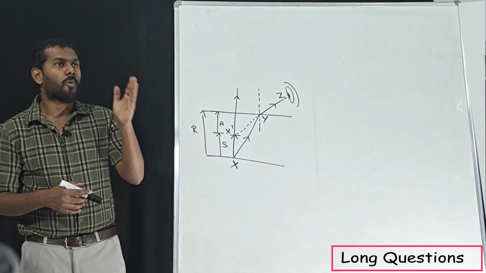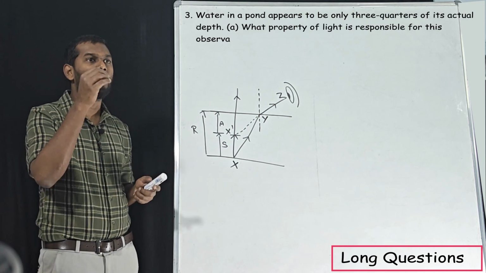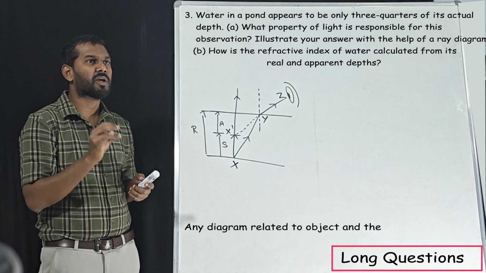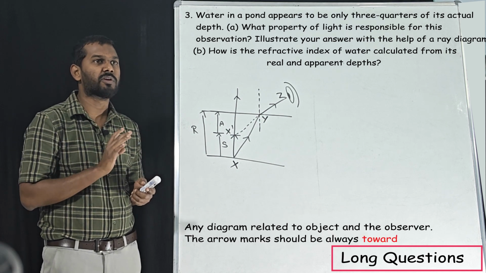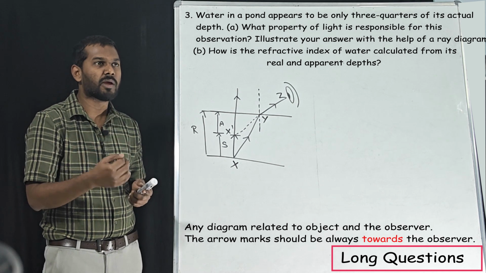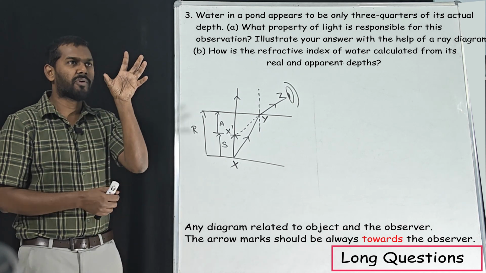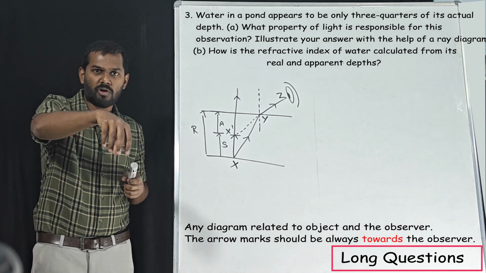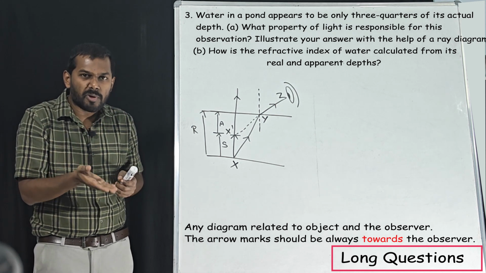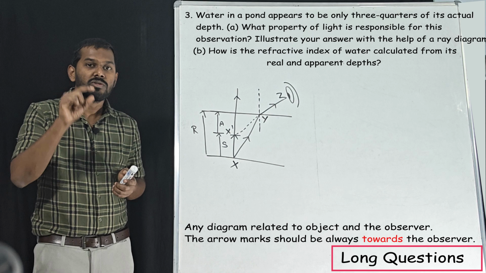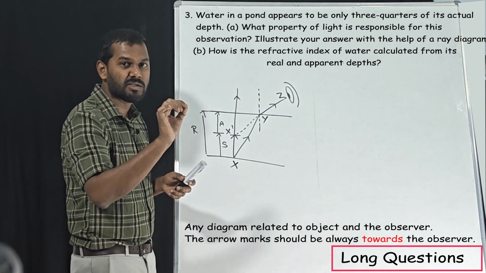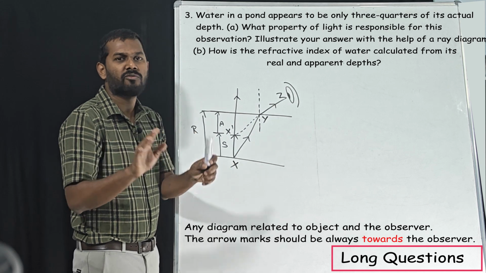Our next question: water in a pond appears to be only 3/4 of its actual depth. What property of light is responsible for this observation? Illustrate your answer. We have so many questions, we'll go one by one. So first one, whenever you see anything in water or a pond or through a glass slab, the object appears to be a little raised. This is because of refraction of light.